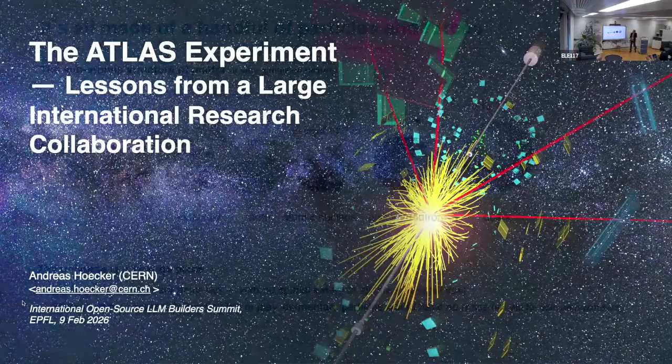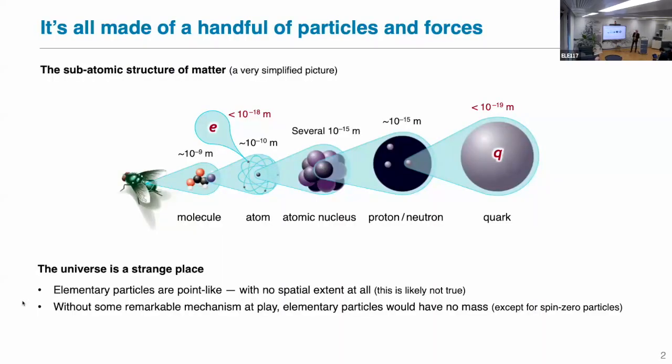Okay, so it's really all made of a handful of particles and forces. This is how we usually start, and you've probably seen this before. We start with a fly, which is made out of molecules, and then the molecules are atoms with a nucleus, atomic nucleus in the center, and electron clouds around it. This nucleus is made out of protons and neutrons. And the neutrons and protons are not elementary particles. They're made out of quarks.